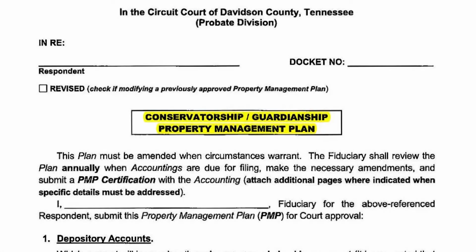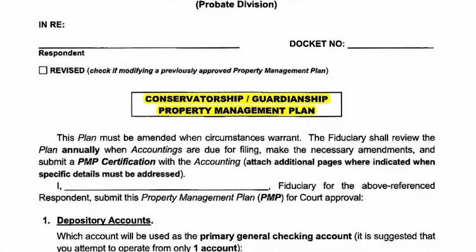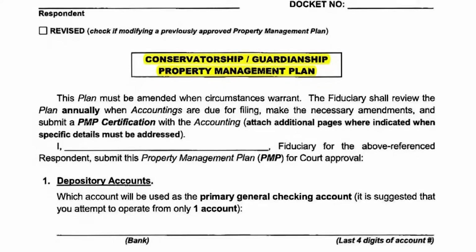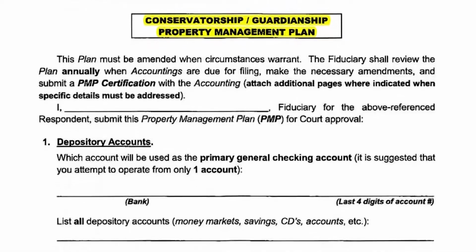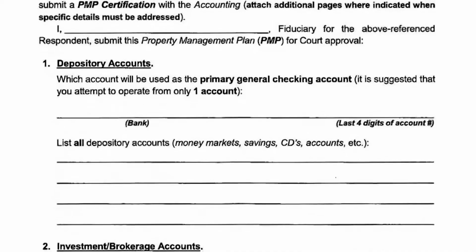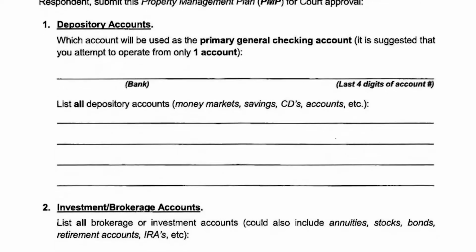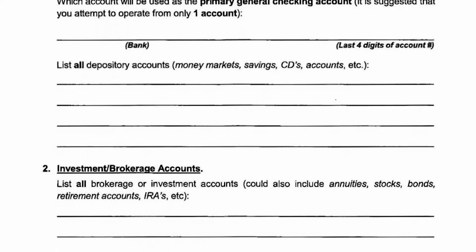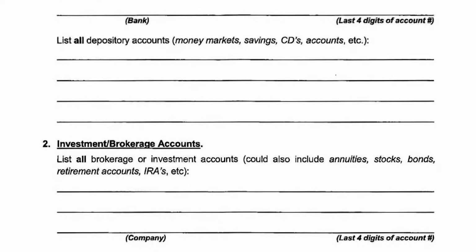Even if you have previously provided information requested to the court, be sure to fully provide the information requested on the form. Make sure to include all conservatorship financial accounts and the respondent's income and expenses.